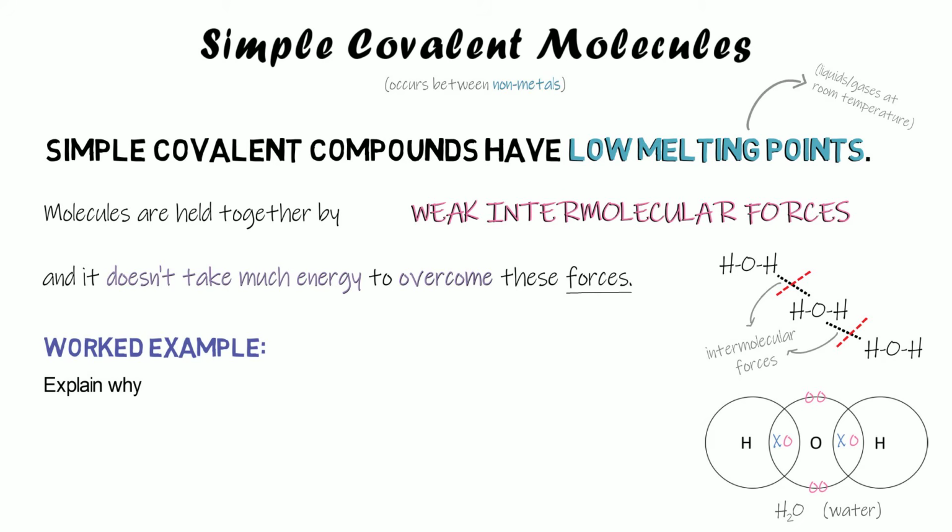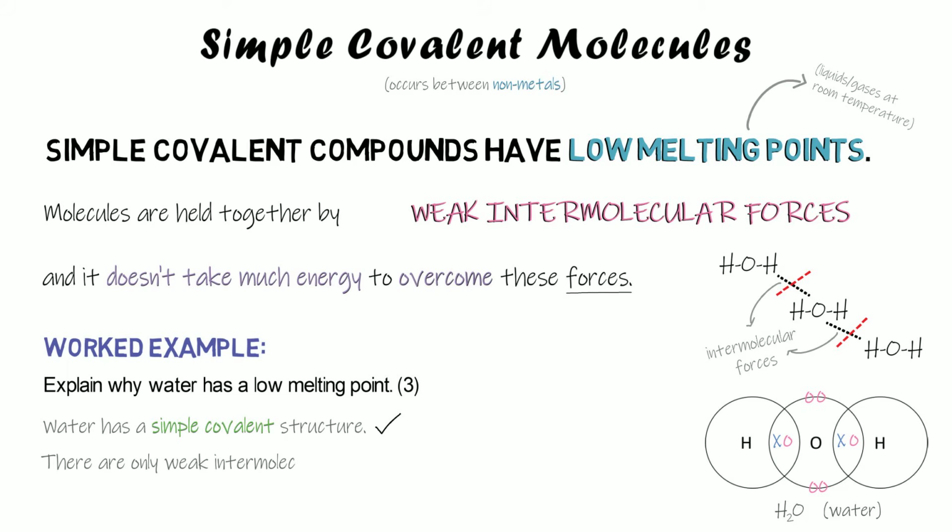So if we were asked, explain why water has a low melting point for 3 marks. Water has a simple covalent structure. We're identifying the type of bonding. It's a simple covalent molecule. That means that holding the molecules together are only weak intermolecular forces. And because they're weak intermolecular forces, you don't have to put a lot of energy in. So your final mark would be: very little energy is needed to overcome those intermolecular forces.